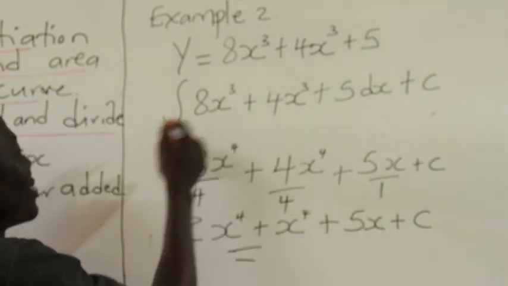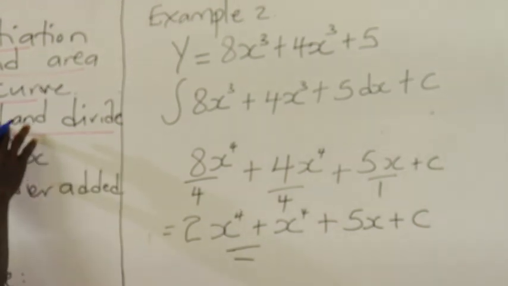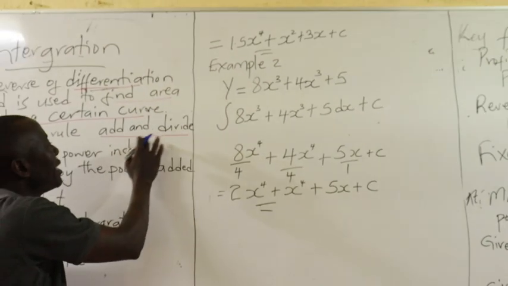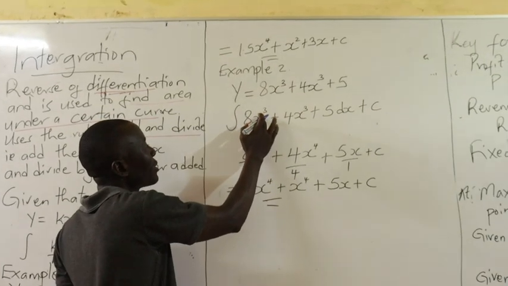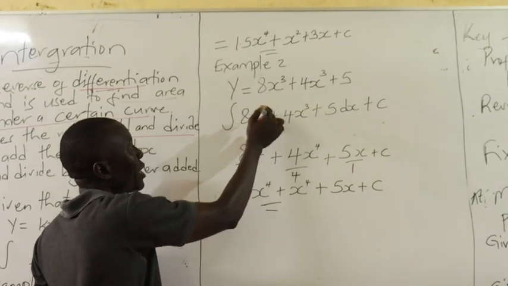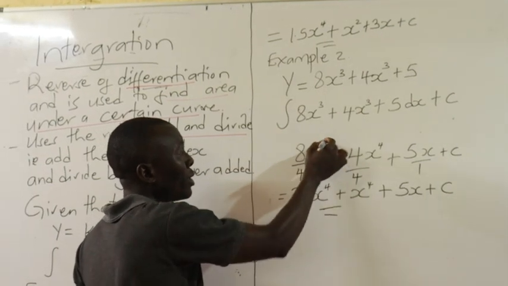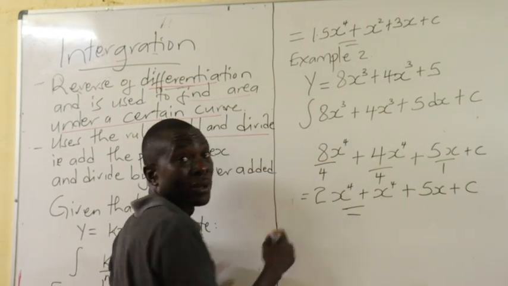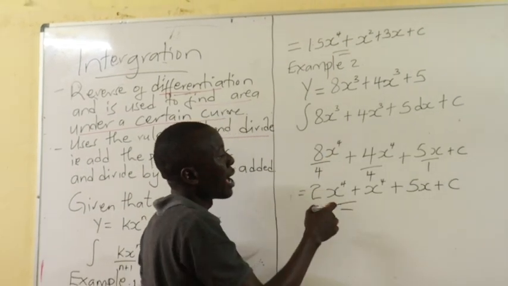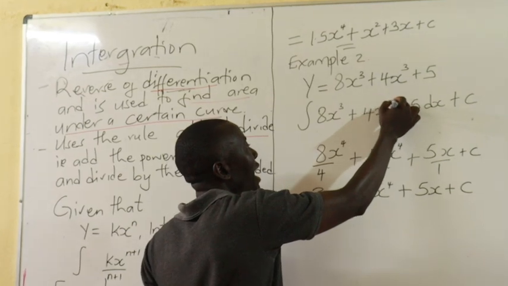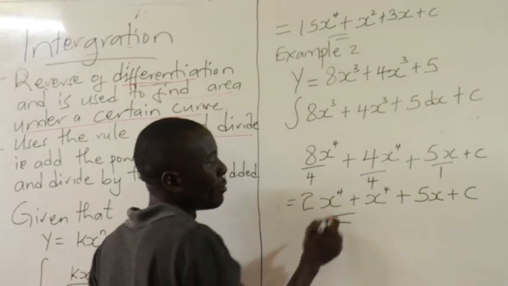What happens here is the same rule applies as we have shown, in that we add to the power, then we divide by that particular power. For example, in the first part we have 8x raised to power 3. The power here is 3, we add 1 to that power so that it becomes 4, then we divide by 4, which is the new power. For the second part we have 4x raised to 3, and this simply means we add 1 to this power so that it becomes 4, then we divide by that 4.